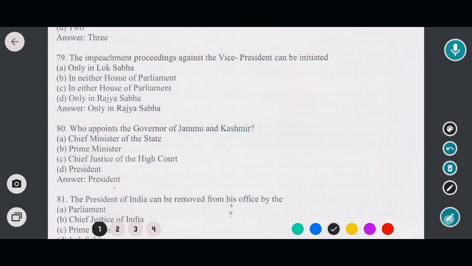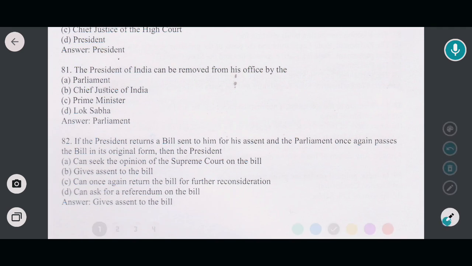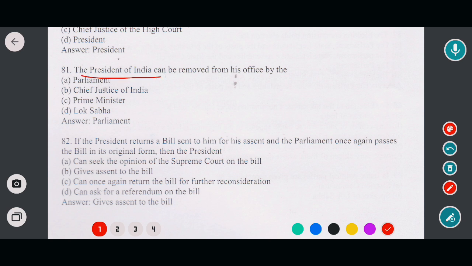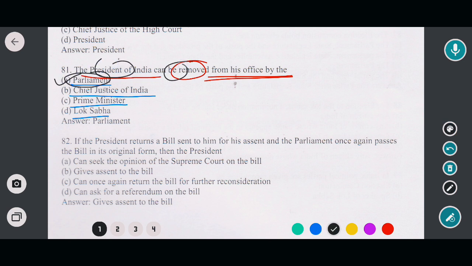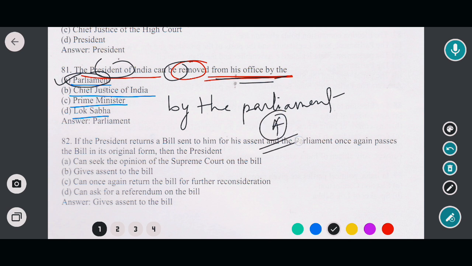Okay, so now moving to next question. Next question is, the president of India can be removed from his office by which of the following? Options are Parliament, Chief Justice of India, Prime Minister, Lok Sabha. So the correct option would be option A, that is by the Parliament. So the president can be removed from his office by whom? By the Parliament, as per the provision of the Indian Constitution. Okay, so in this case, option A would be the correct answer.